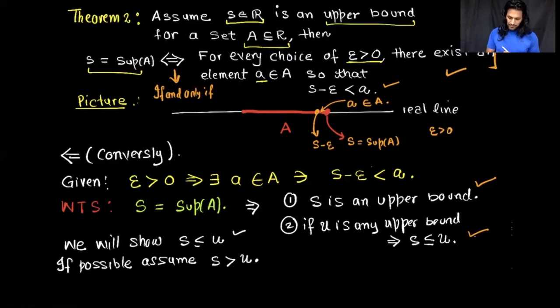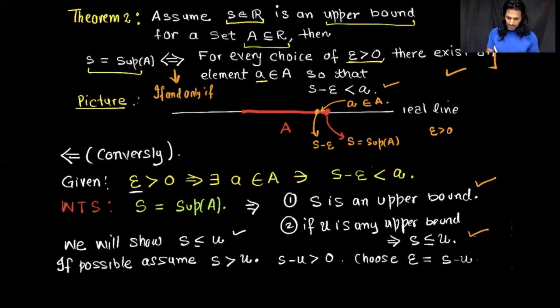So now if S is strictly greater than U, this means S minus U is a strictly positive number. So I can choose, because I have a choice now to make of epsilon, I can choose epsilon as S minus U. So I make my choice of the epsilon because epsilon is a given number which is strictly positive. So S minus U is a positive number. So I can choose that my epsilon is this.